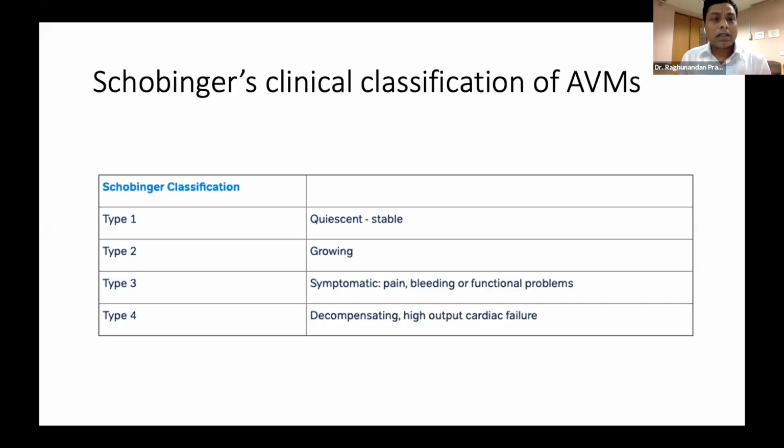This Schobinger clinical classification is very important in terms of taking any decision regarding their treatment. There are 4 types in the Schobinger classification: type 1, type 2. Generally, type 1 and type 2 lesions are just followed up, maybe by radiology or imaging. But type 3 and type 4 lesions definitely require some kind of treatment, because this is the time when patients generally have severe symptoms, like a bleeding ulcer or severe pain.